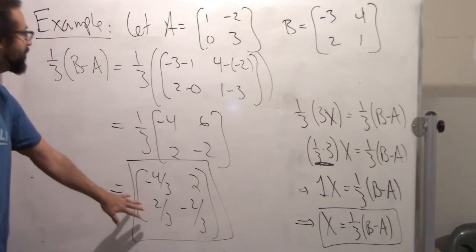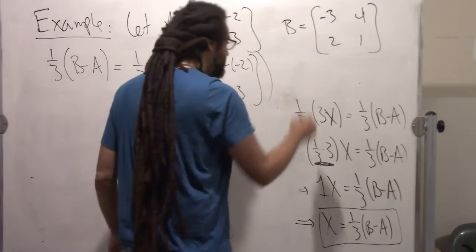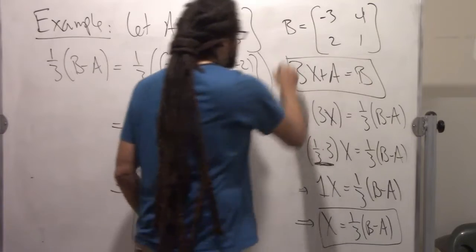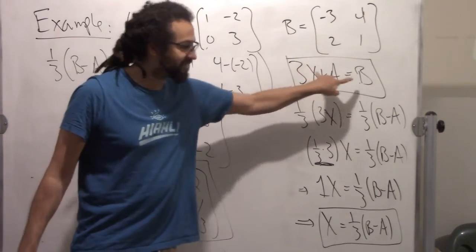So here's the solution to that original equation. I think it was 3x plus a is equal to b. So here's the solution. This thing is the solution for x for this equation. So that'll do it.